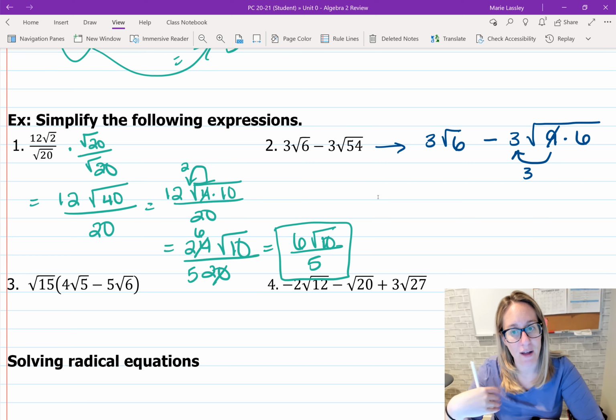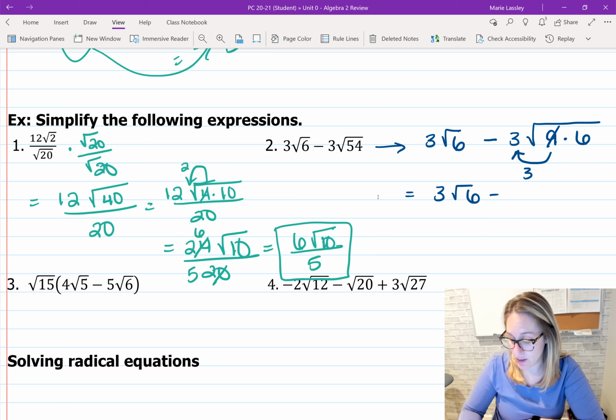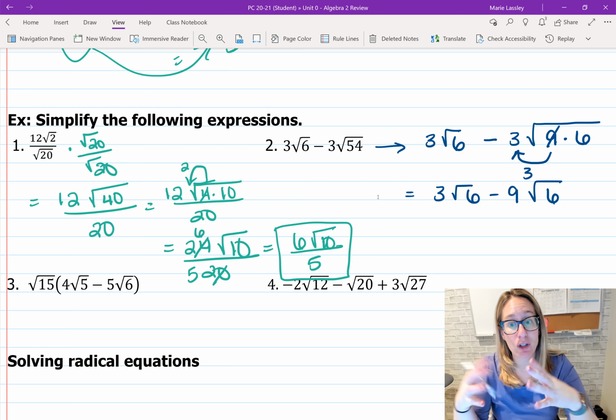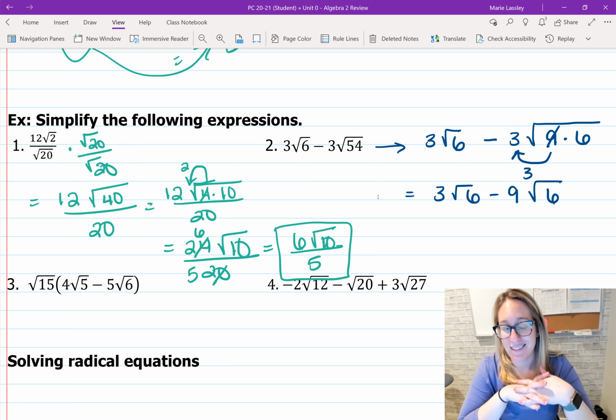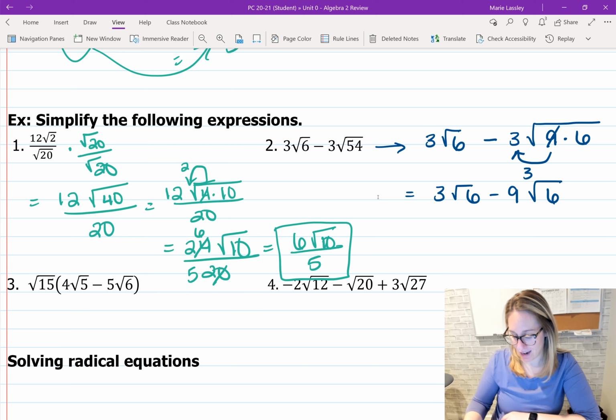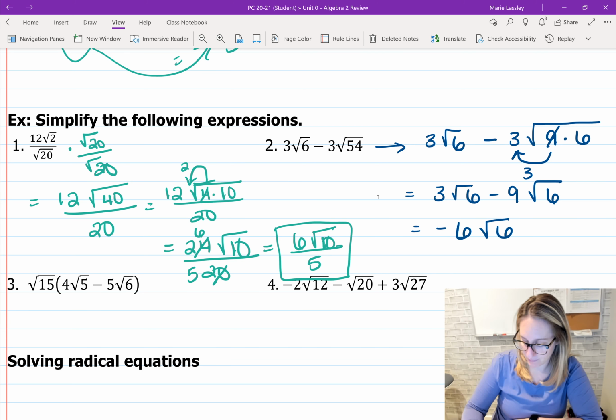So I'm just going to multiply the numbers out front. So this is 3 square root of 6 minus 3 times 3, which is 9, and I'm left with that square root of 6. Now, I have the same number underneath both of my radicals, so I can go ahead and combine the numbers out front because these are now like terms. So I'm just going to subtract 3 minus 9, and that's going to give me negative 6 square root of 6.